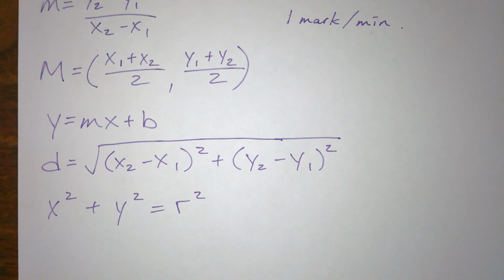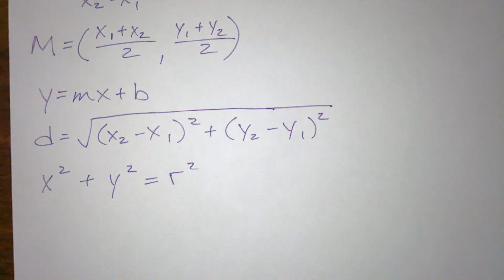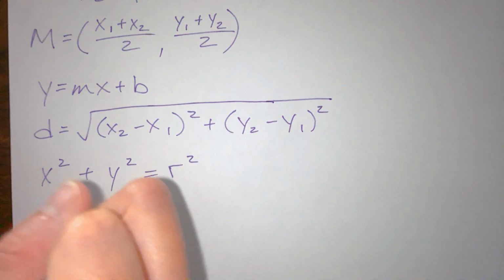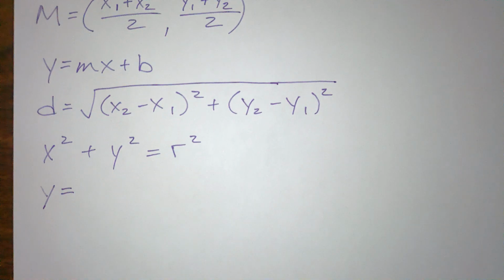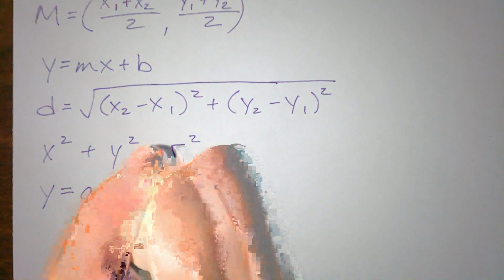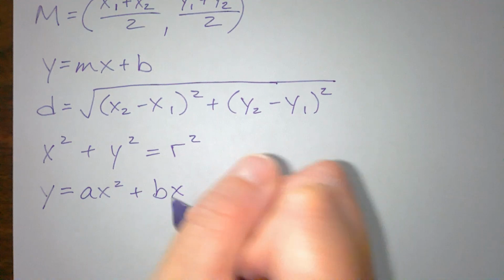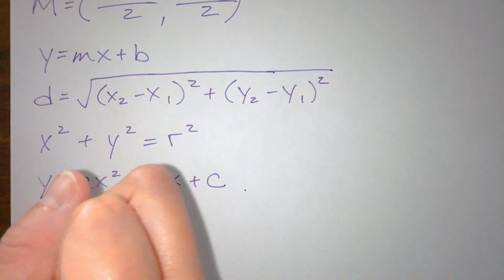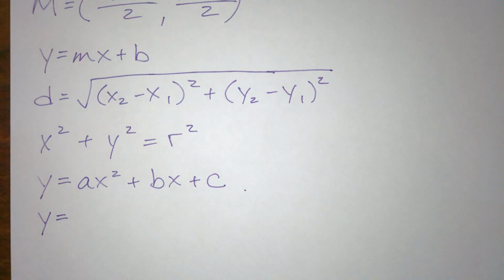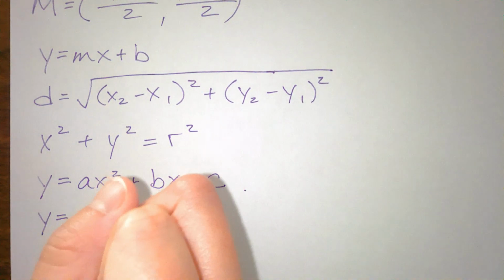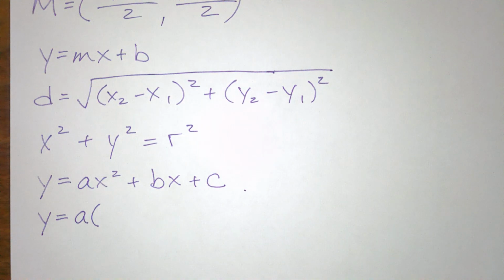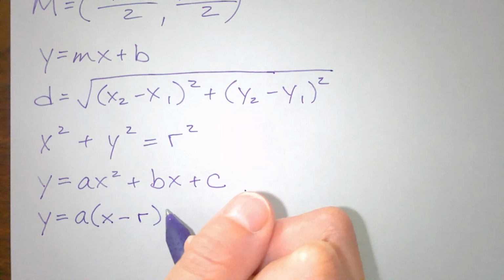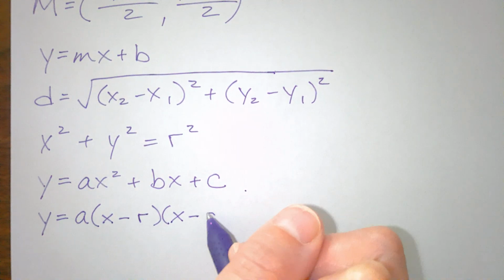Okay, let's do standard form of a quadratic relation. Standard form. Y equals ax squared plus bx plus c. Good. Okay. You need that for the quadratic formula. There's factored form. Y equals a bracket x minus r, bracket x minus s. Good.